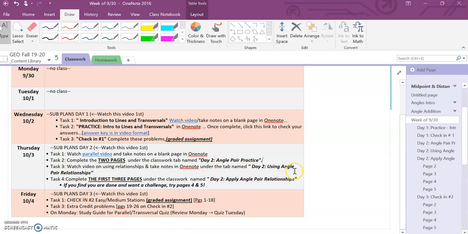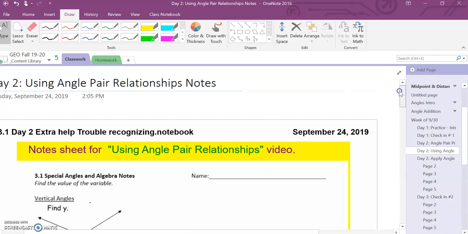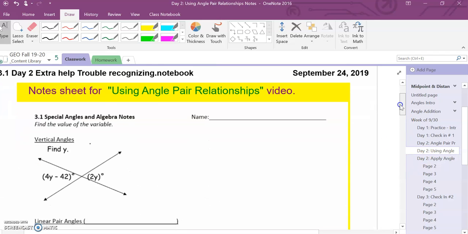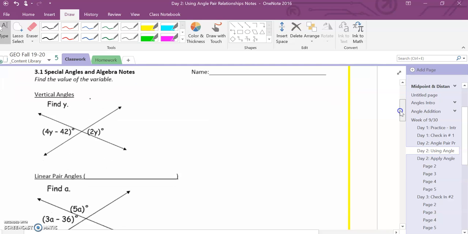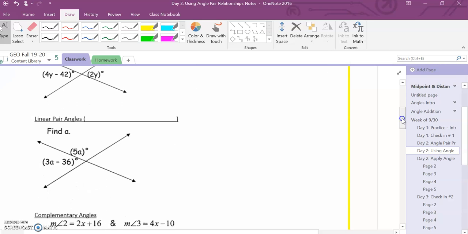So actually task 3, the notes sheet is already here for you. It's called day 2, using angle pair relationships. You're going to actually practice setting up and solving equations based on the relationships that you identify. So over here, I'm actually going to show you this. If you go to day 2 where it says using angle relationships, let me scroll up briefly. This is the actual worksheet that I, Mr. Field, go through in the video. So please make sure you take these down as notes.